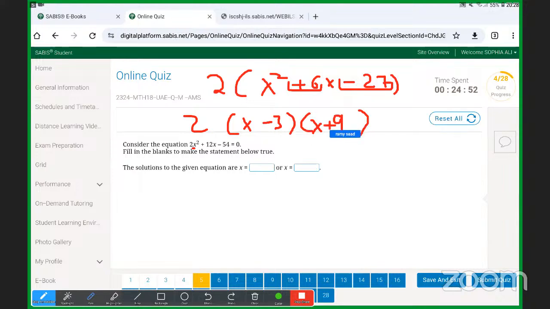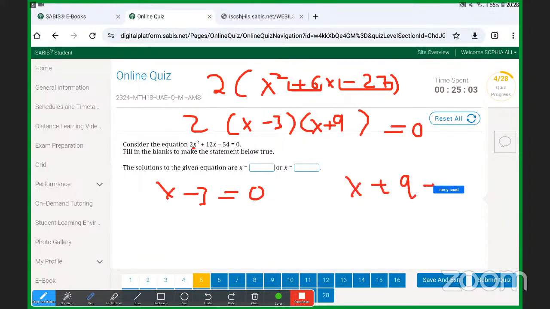So it's factorized to 2 brackets. When you factorize any function into 2 brackets only, you can take every bracket and make it equal to 0 to find the value for the x. Now it is your turn. What will the 2 x values be? The first x is 3. Second, negative 9. Exactly. Write your answers.